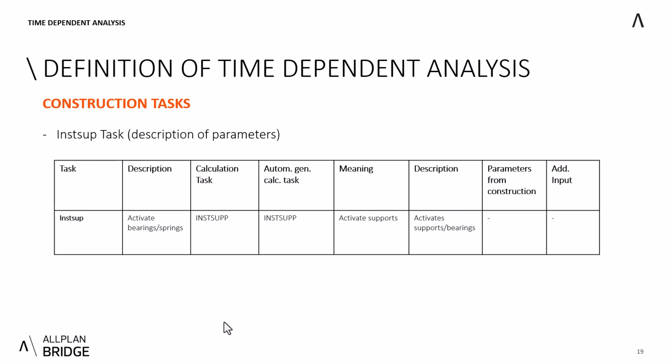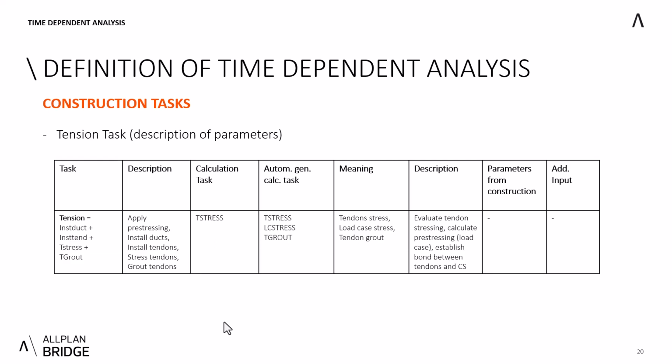Then the next one is not a very specific concrete task. This is just a task that activates the bearings and springs. We are talking about the install supports task. This task is important for us because when talking about creep and shrinkage calculation, specifically about creep, once we have a change in the structural system, this will mostly result from activating a member or activating additional supports, which will change the structural system and change the distribution of internal forces on our structure.